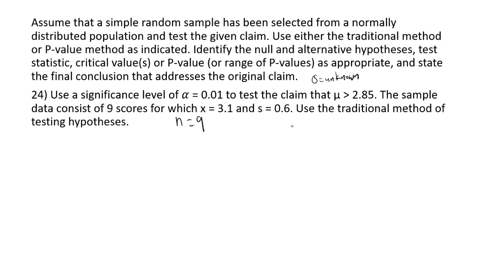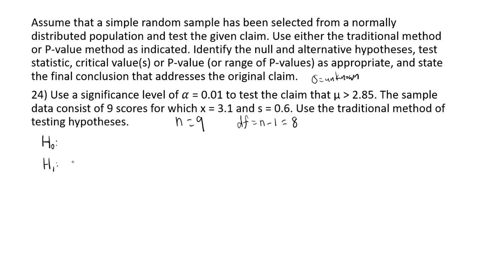So that means you have to use the t-distribution, and for t-distribution you have to be aware of the degrees of freedom, which is defined as n-1. Anytime you're doing t-distribution, degrees of freedom is n-1, and it will be 8 for this case. And then because you're using the traditional method, you have to find the critical value. But let's do first things first. The very first step has to be to identify the null hypothesis and alternative hypothesis.